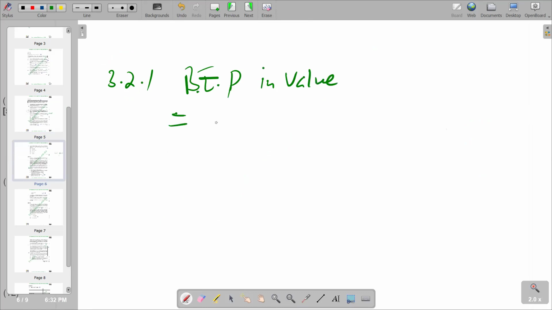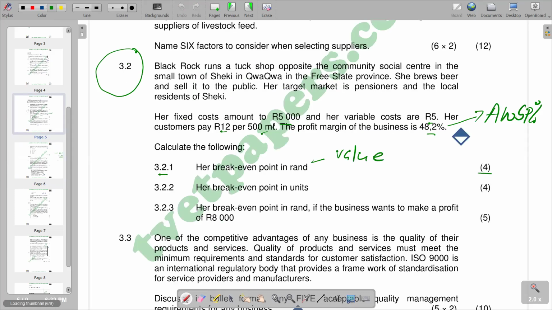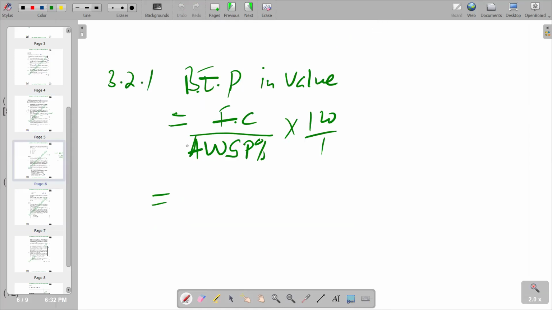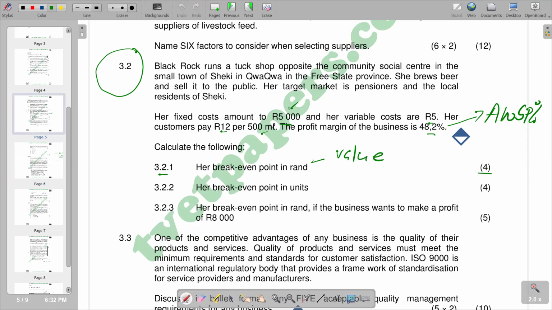is equal to fixed cost over average weighted gross profit percentage, then we multiply by 100 over 1. According to the figures given, we can check our fixed cost. Sorry, our fixed cost that we have is 5,000. And remember, we are saying fixed cost over average weighted gross profit percentage, and the fixed cost is given as 5,000.